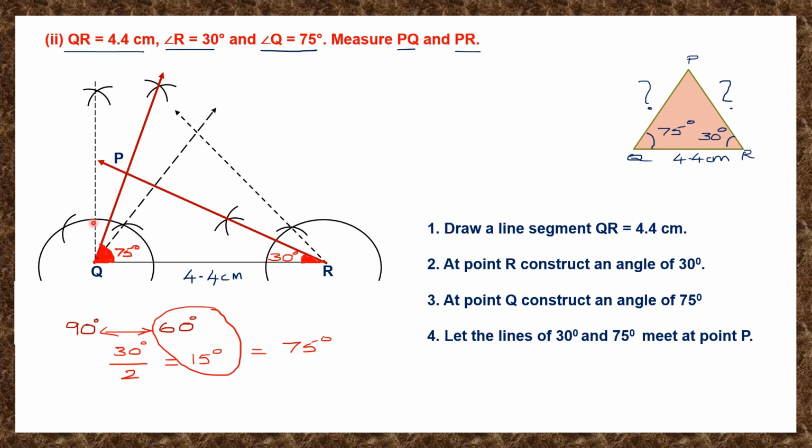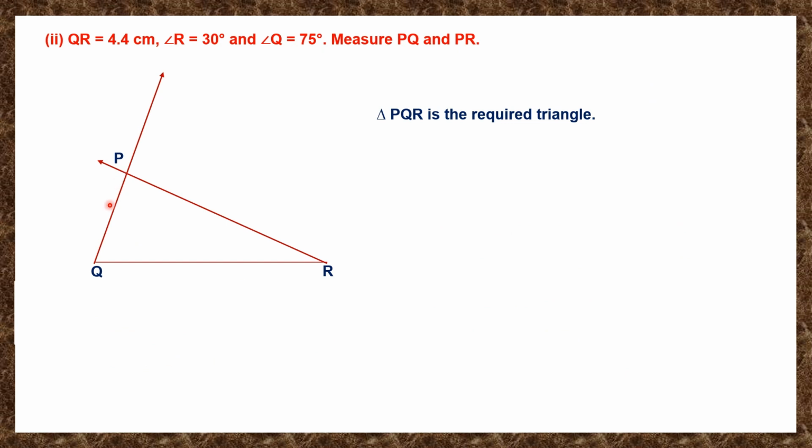So now we have the triangle PQR. So PQR triangle is the required triangle. So we have constructed, look at the rough figure, see whether we have everything. We have 4.4. At R we have 30 degrees. At Q we have 75 degrees. So first step, we have to construct the triangle. We have finished that. Next, we have to measure PQ and PR of triangle PQR separately. And we have all the measurements. QR is 4.4, angle Q is 75 degrees and angle R is 30 degrees.